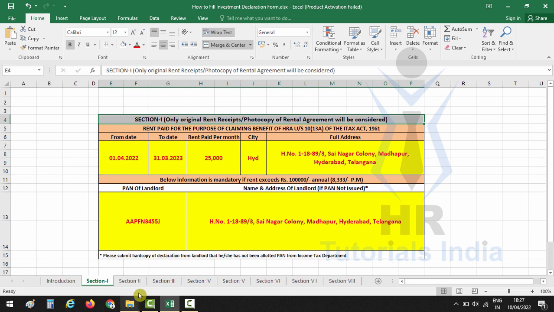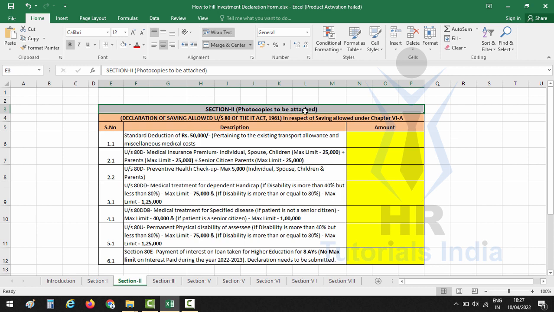Now let's move on to section 2. Section 2, photocopies to be attached. Declaration of savings allowed under section 80 of the Act 1961 in respect of savings allowed under Chapter 6A. It consists of standard deduction of 50,000. Under section 80D, medical insurance premium for individual, spouse, children is 25,000, with parents it's an extra 25,000, and if the parents are senior citizens then it will be another 25,000. So clubbed altogether it is a maximum limit of 75,000. Preventive health checkup with a maximum of 5,000 ceiling.